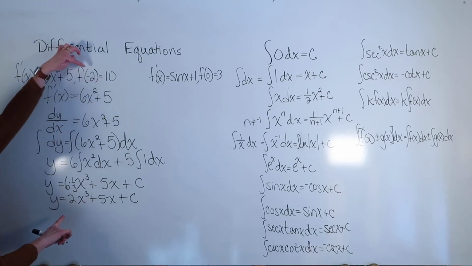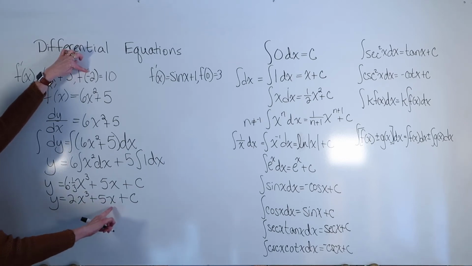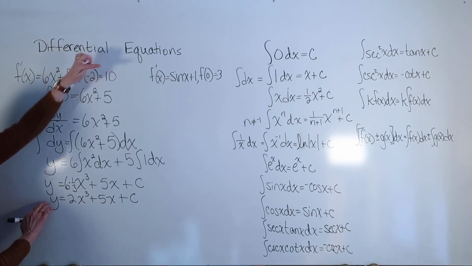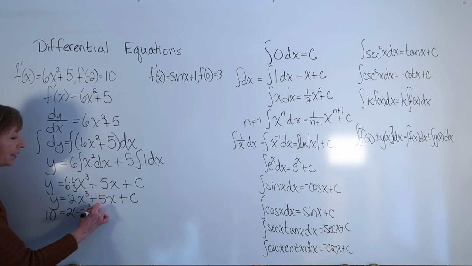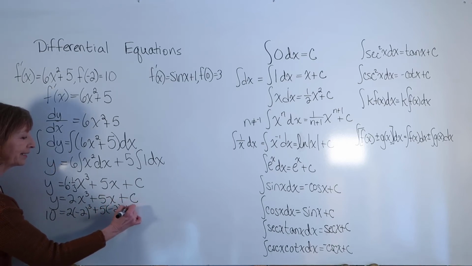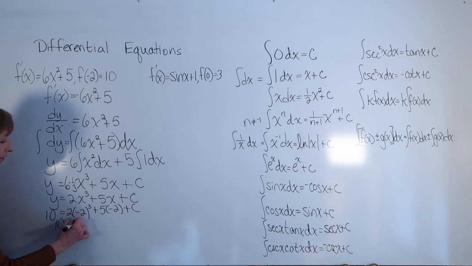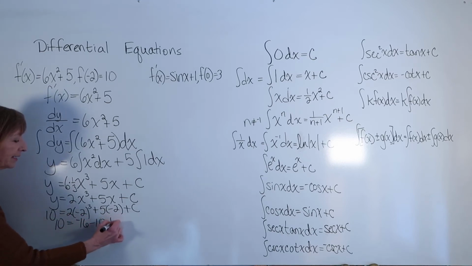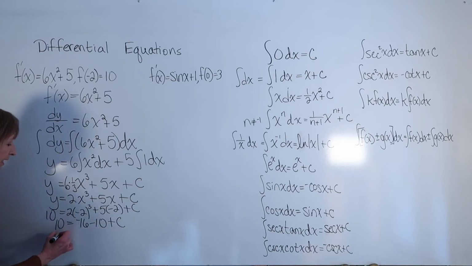Now to find my particular solution, this is the point in time that you take out the x's in your function, put in -2, and then take out the y and put in 10. So 10 is equal to 2 times -2 cubed plus 5 times -2 plus c. Remember, order of operations, that's -8 times 2 is -16. So I have 10 is equal to -16 minus 10 plus c. And when I combine those like terms on the right, that'll be -26 plus c. So we will add 26 to both sides and get 36 is equal to c.